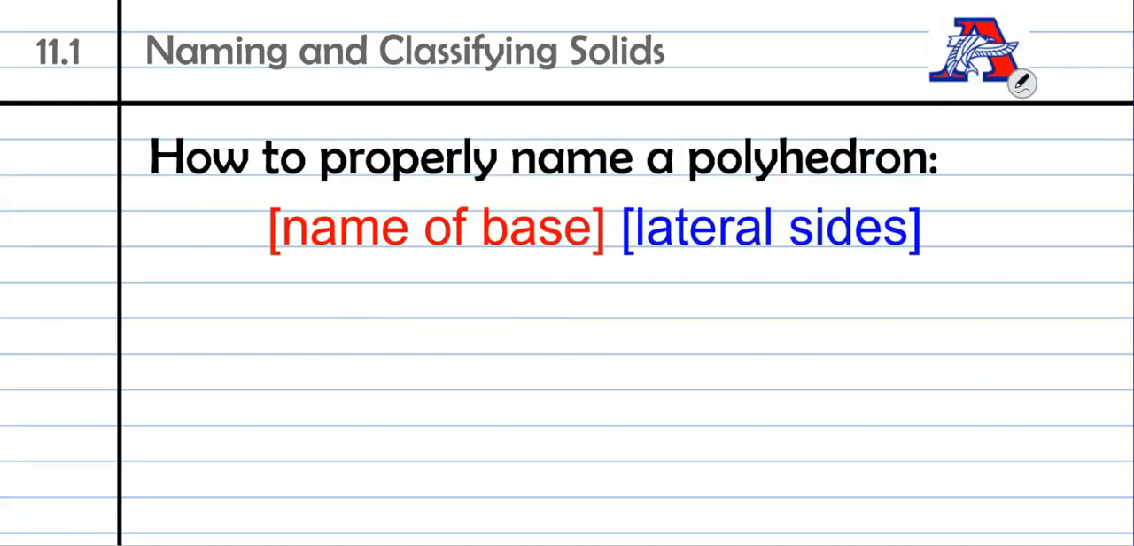All right, so now, how to properly name a polyhedron. We were very generic when we named those figures before. We just said cylinder and pyramid and cube. We were not very proper on those ones, but that's probably what you're more used to. Going forward in this unit, we're going to be a little bit more specific.